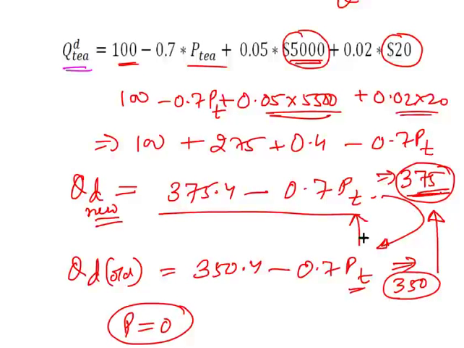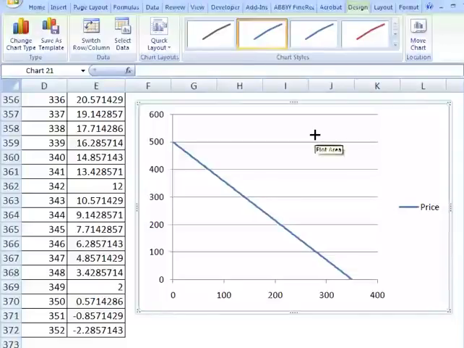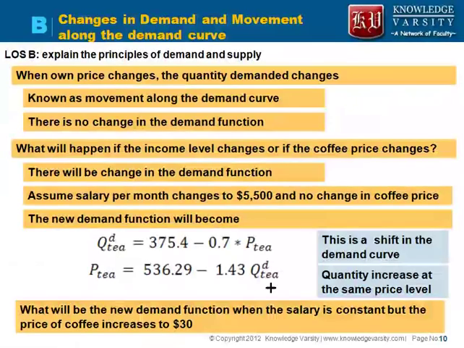This is natural because what has happened is your salary level has increased from 5,000 to 5,500. So when people's salary level increases, the quantity of the product they will demand will also increase. Right? And this we have represented in our same Excel. Before seeing the Excel, let us see this quantity demanded as a function of price.